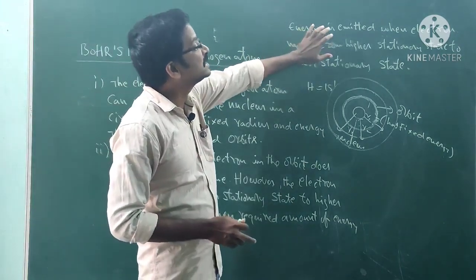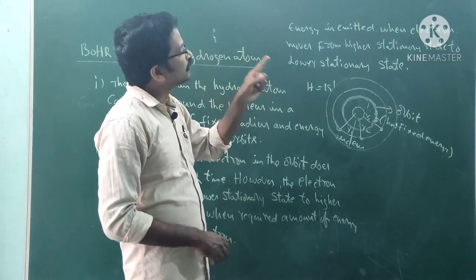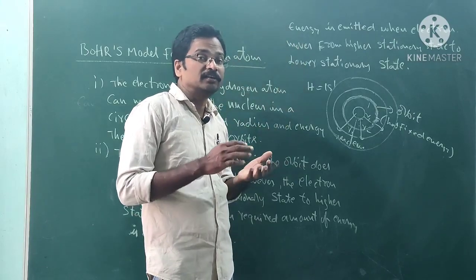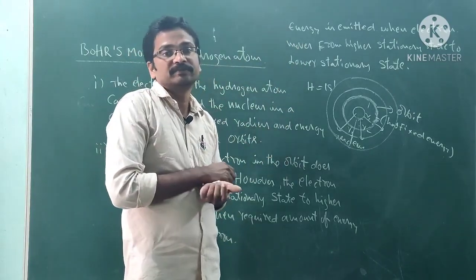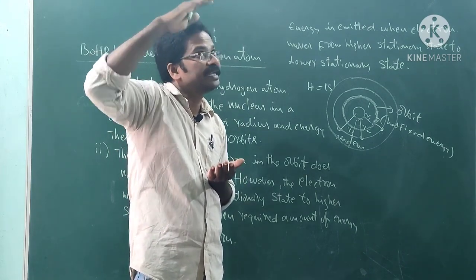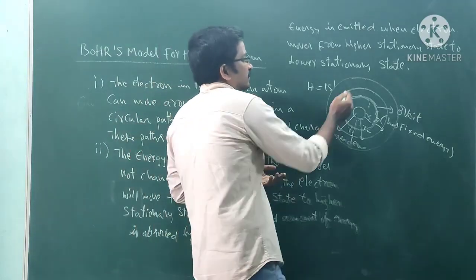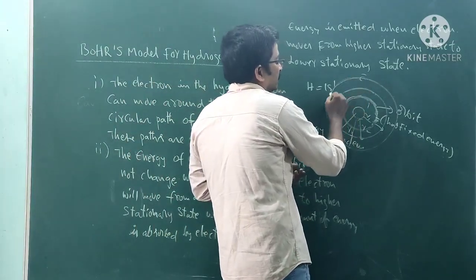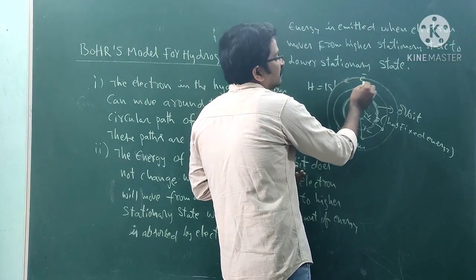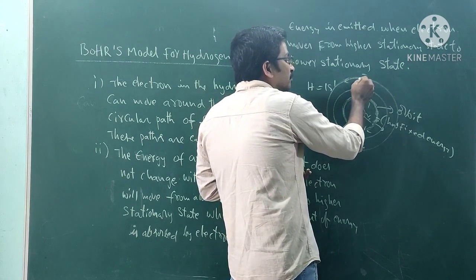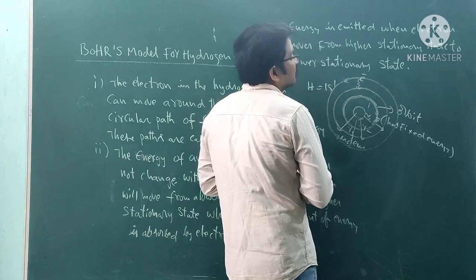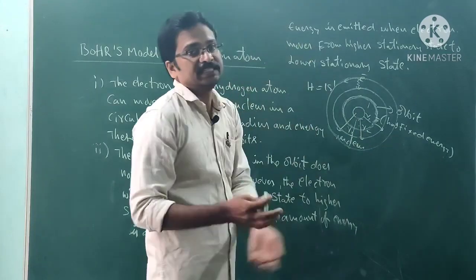Next, energy is emitted when an electron moves from a higher energy state to a lower energy state. It is also possible. An electron in a higher energy state is not stable. Whenever the electron goes from a higher level to a lower energy level, if you take an electron revolving around the nucleus like this, here the electron moves in this orbit, whenever it moves from a higher level to a lower level, it can emit energy, it can give the energy.